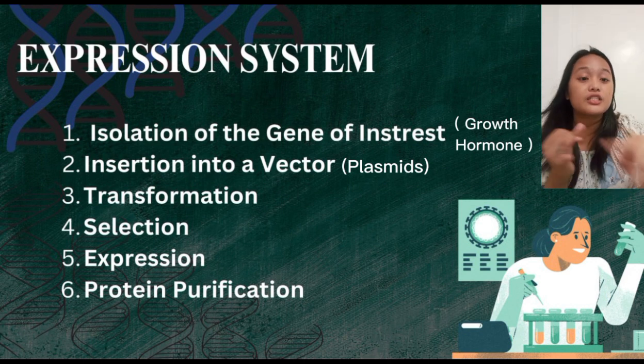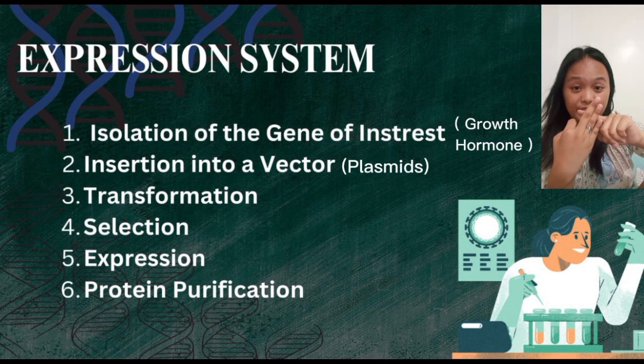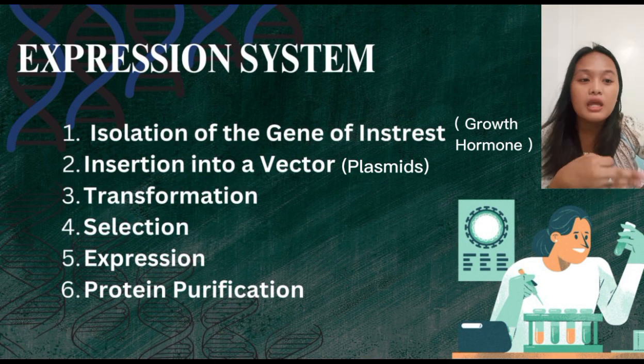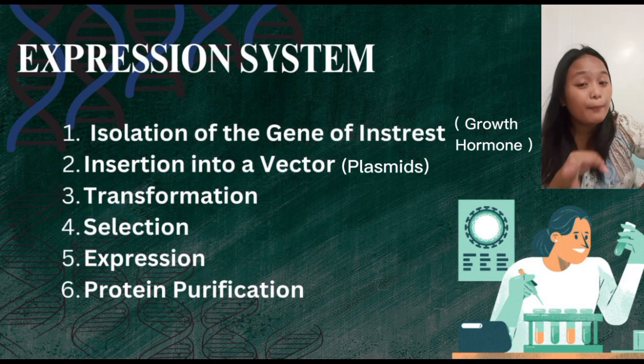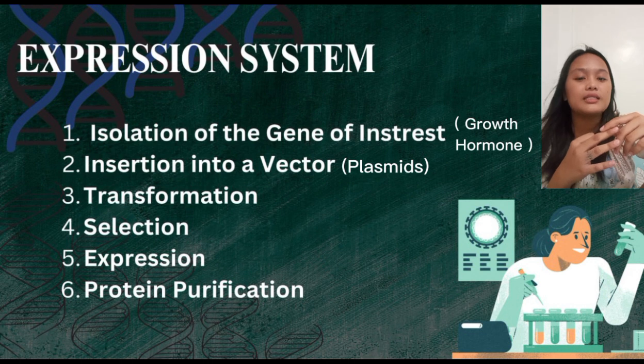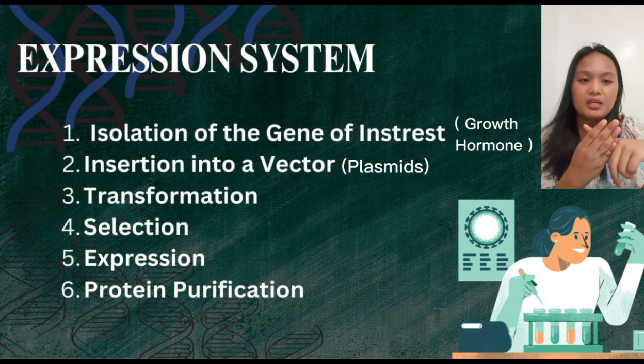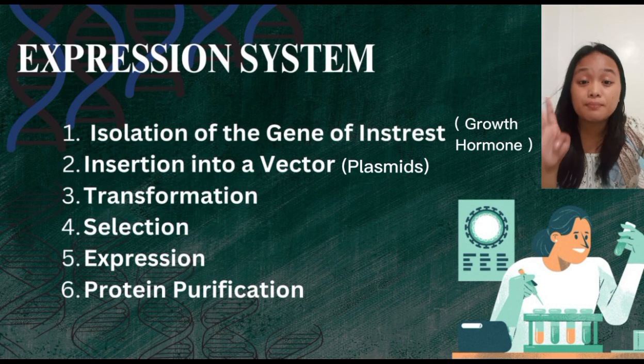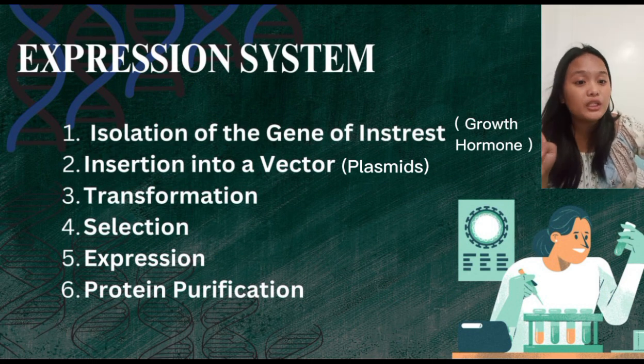Next is transformation, the third step. The plasmid now carrying the growth hormone gene is introduced into a bacterium, such as E. coli. Then next is the selection. In selection, the bacteria grow on a special medium. Only the bacteria that have taken up the plasmid, and hence the growth hormone gene, will survive.